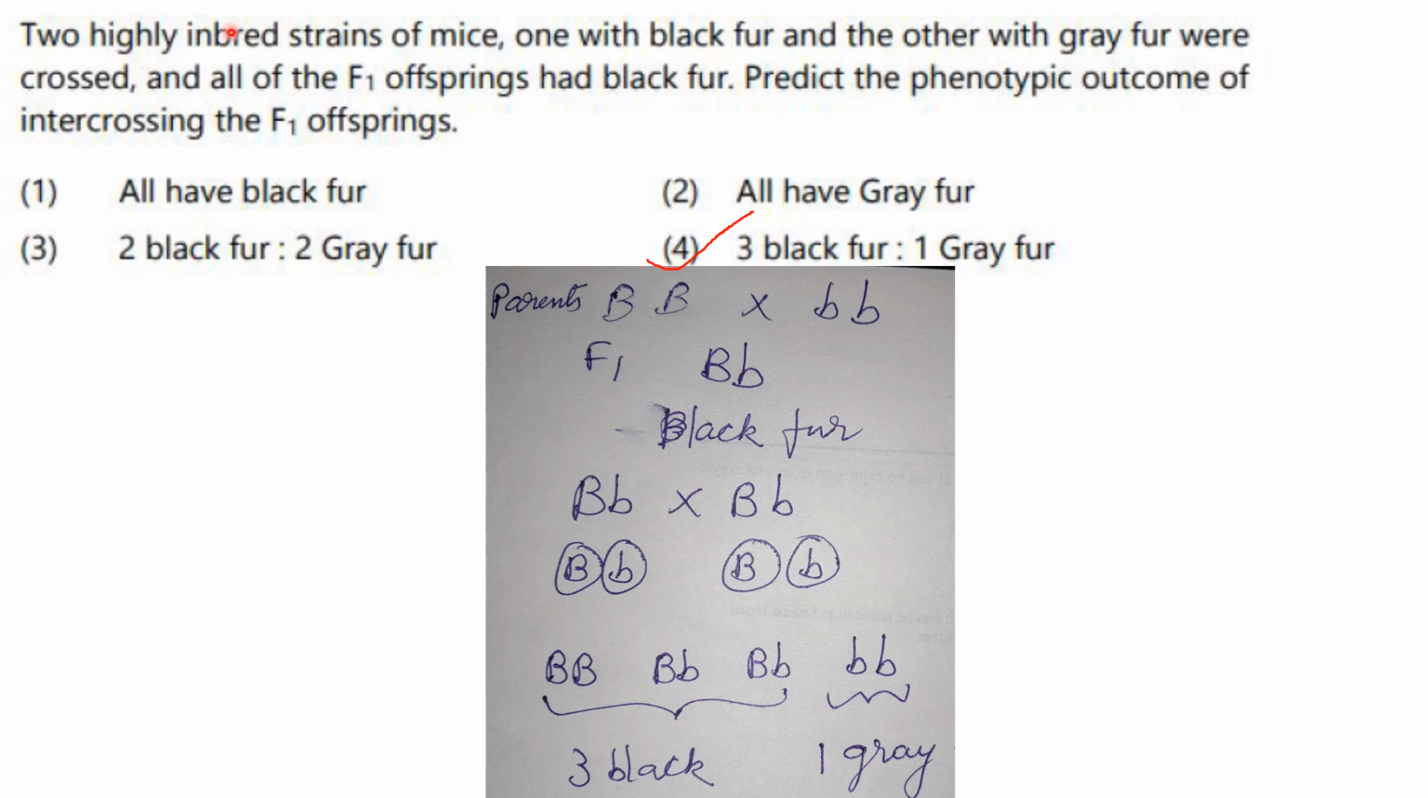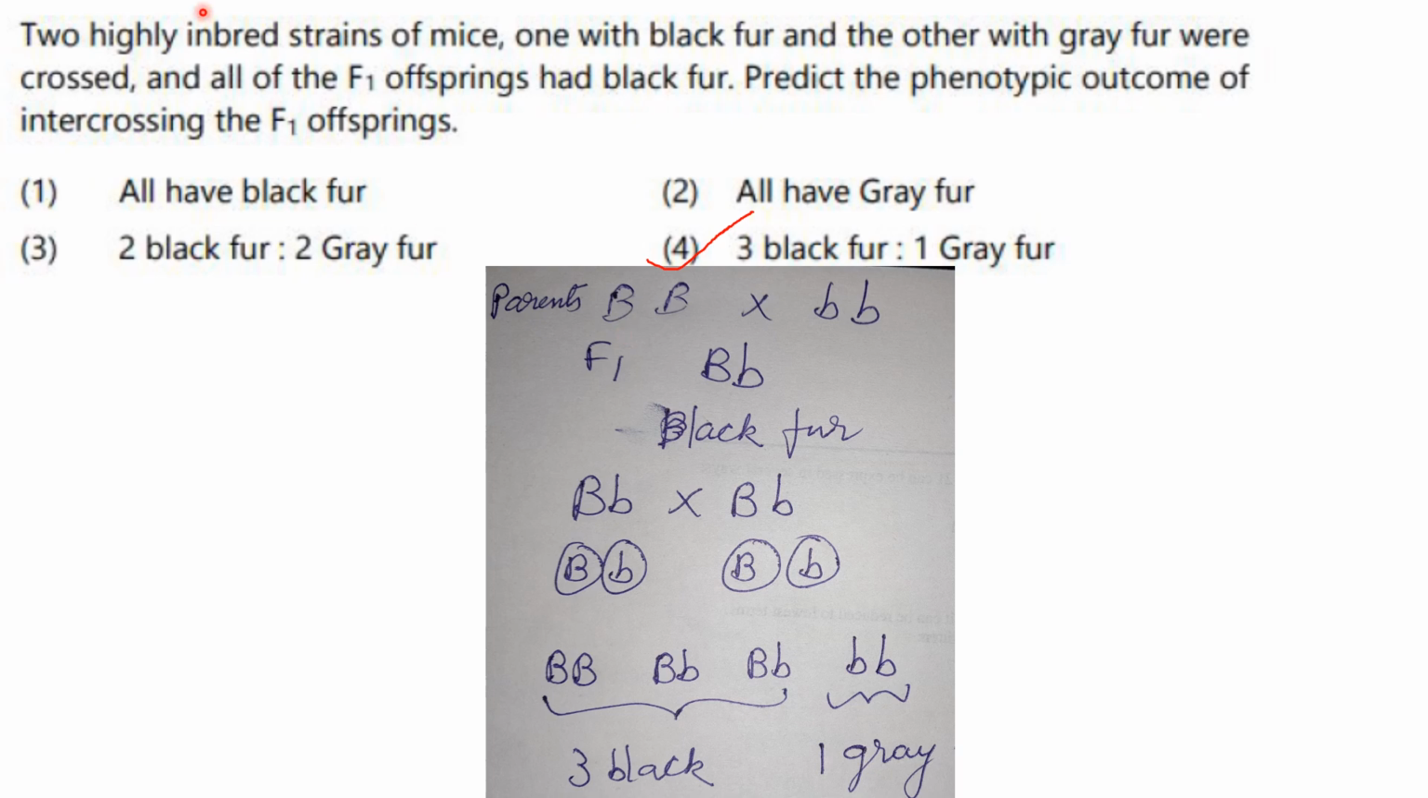Two highly inbred strains of mice, one with black fur and the other with grey fur, were crossed. So inbred means they are homozygous. And all the F1 offspring have black fur. So F1 offspring having black fur means black is dominant. Here only one characteristic they have mentioned, that is the color of the fur. Predict the phenotypic outcome of the intercrossing of F1 offspring. So when you cross F1 with F1, what is the result that you get as the phenotype?